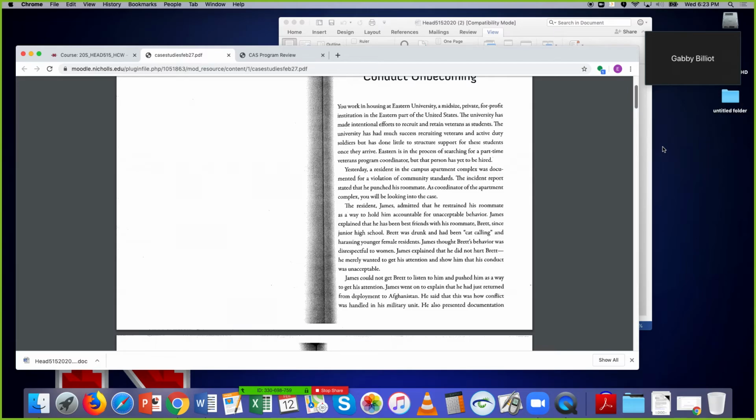I don't think this is expulsion. No, I don't think so. The first action should be some type of counseling or discussion about the behavior. Yeah, it should definitely be counseling before you do anything else.